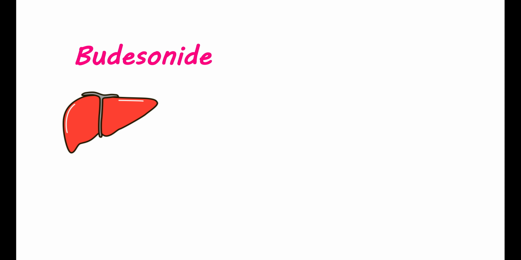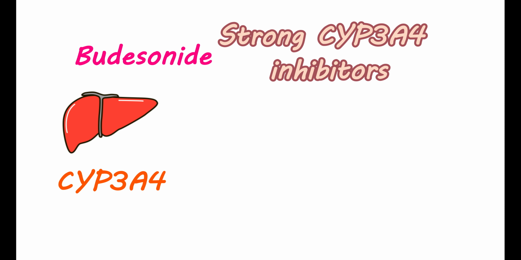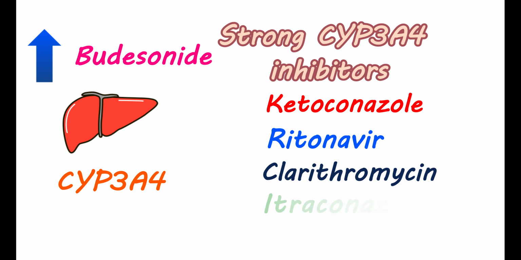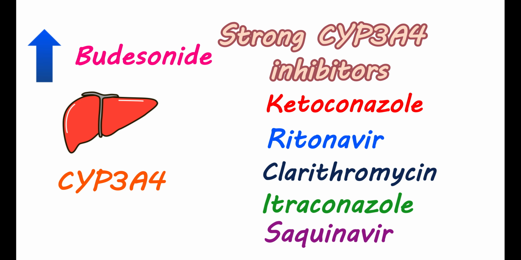Budesonide is metabolized by the CYP3A4 enzyme. Therefore, when you're taking strong CYP3A4 inhibitors like ketoconazole, the levels of budesonide in your body are increased. This may result in the systemic exposure of this medication, leading to side effects. Therefore, check while you take other medications that may interact with budesonide. Few medications like ritonavir, clarithromycin, itraconazole, and saquinavir may increase the levels of budesonide.